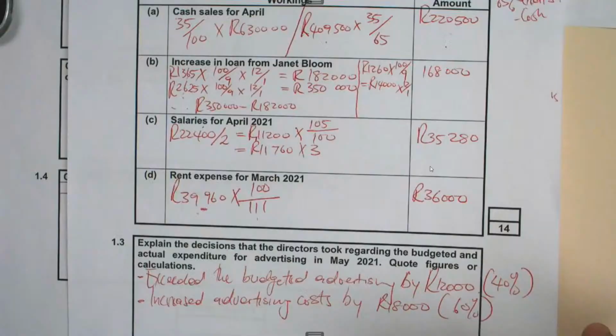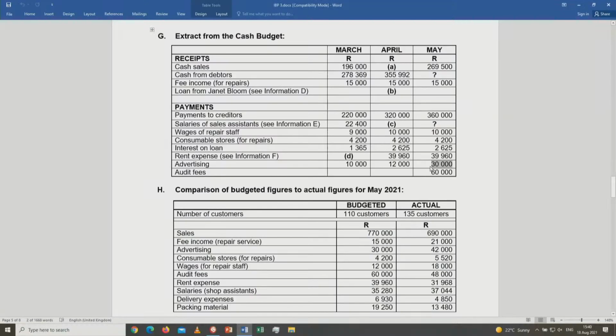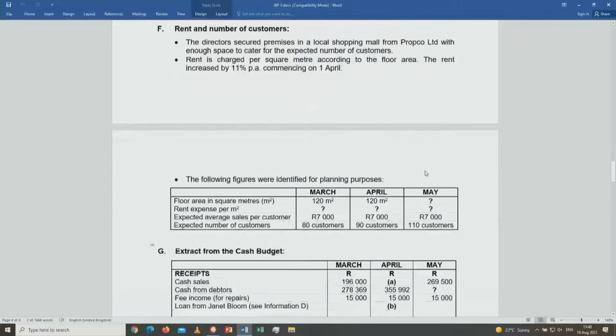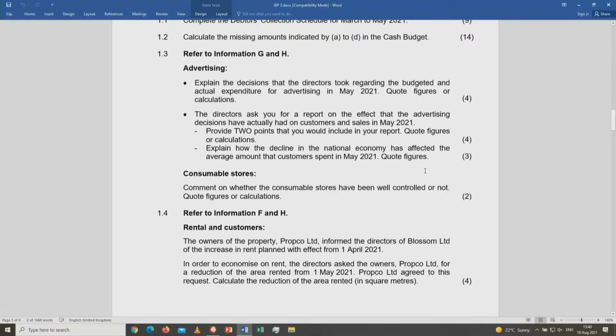All right, let's go to the next question. Still on 1.3. It says here, the directors ask you for a report on the effect that the advertising decisions have actually had on customers and sales in May 2021. Provide 2 points that you would include in your report, quote figures or calculations. Explain how the decline in the national economy has affected the average amount that customers spent in May 2021. Okay, now let us deal with the first 2 points.